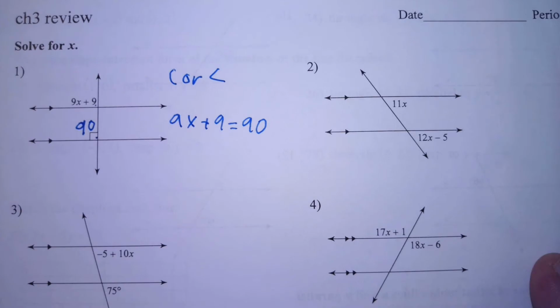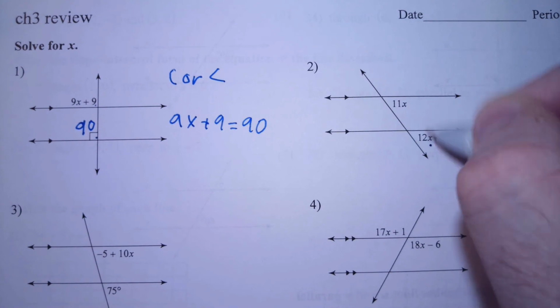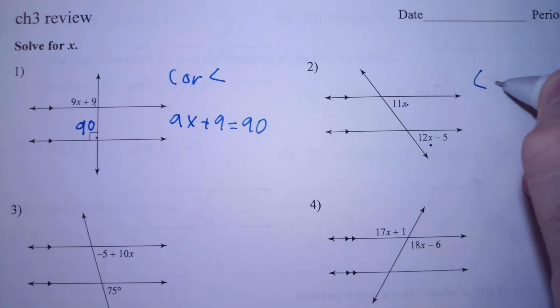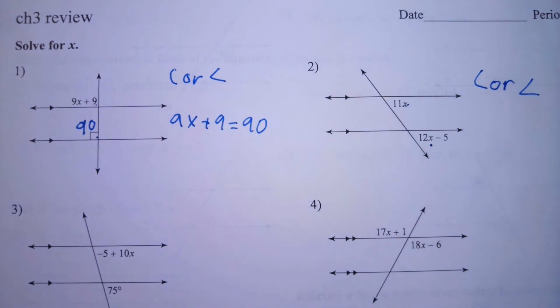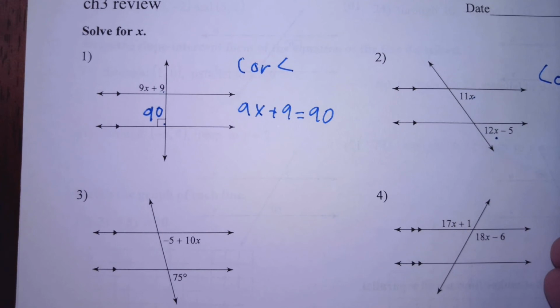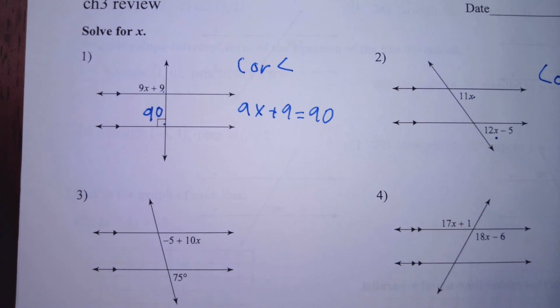So 2, let's look at the vocabulary. That looks to me like it's still corresponding angles. Okay, 3. Corresponding angles are equal, so you set those up to equal. They look like they're corresponding.